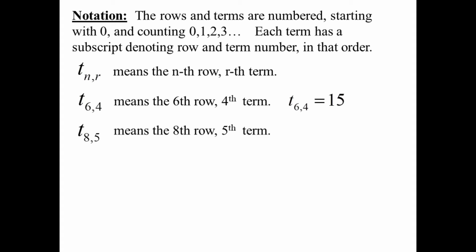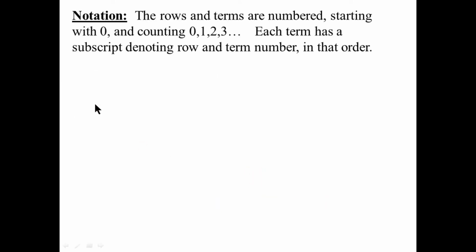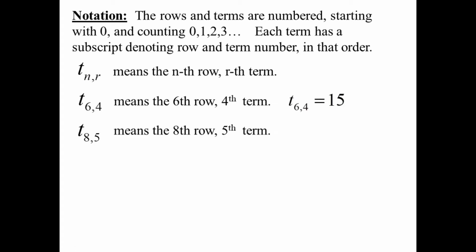T sub 8, 5 means 8th row, 5th term. Let's check. 8th row, 5th term. Let's go back and check. 8th row is this one because it's got an 8 here. And 5th term, 0th, 1st, 2nd, 3rd, 4th, 5th. So T sub 8, 5 is this right here, 56. T sub 8, 5 is 56.